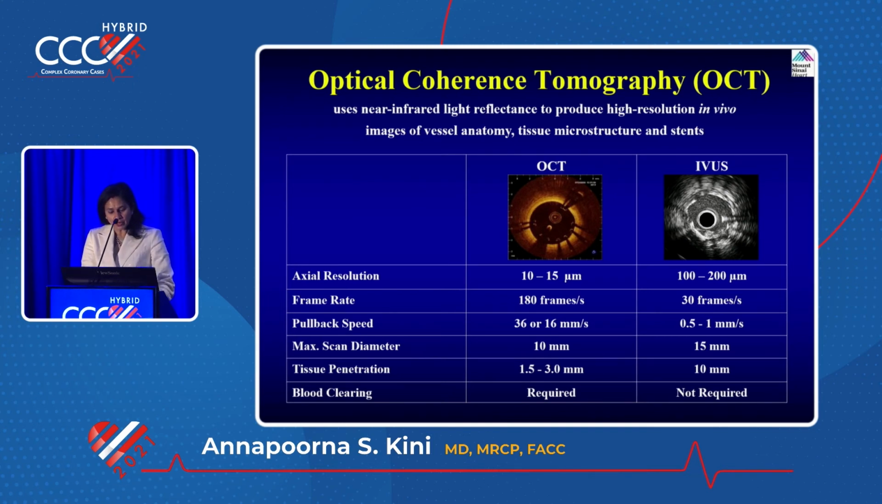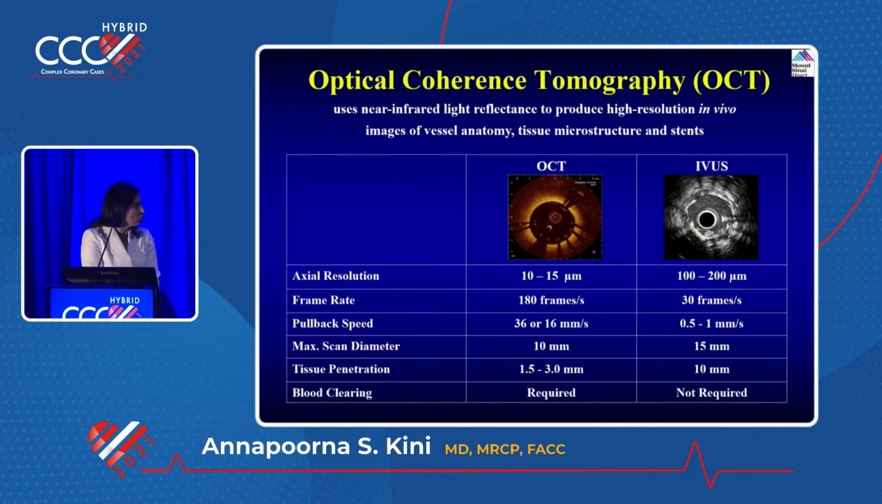But tissue penetration is very important. They can ask you this question. The IVUS tissue penetration is larger. That is why you can understand the plaque morphology. With OCT, tissue penetration is lower, but the resolution is better. That is why you are able to see the OCT pictures much better compared to the IVUS. So tissue penetration is more with IVUS, but visualization is better with the OCT. So you have to know the difference.